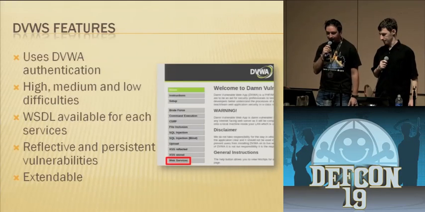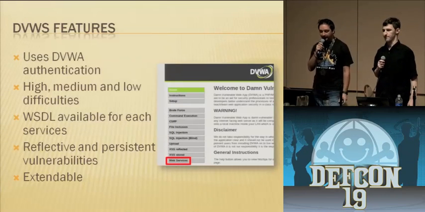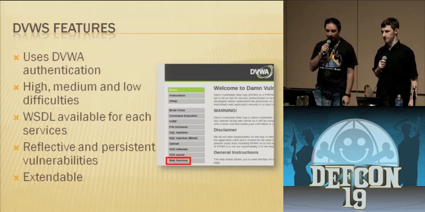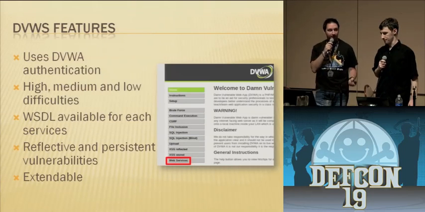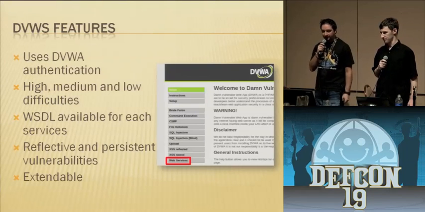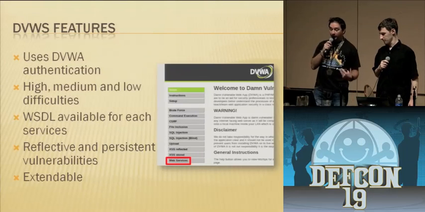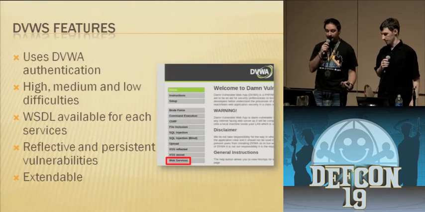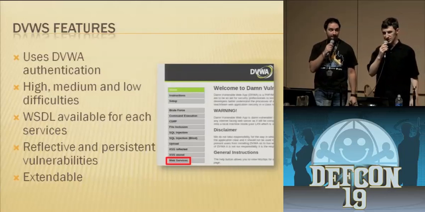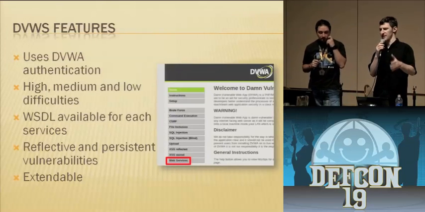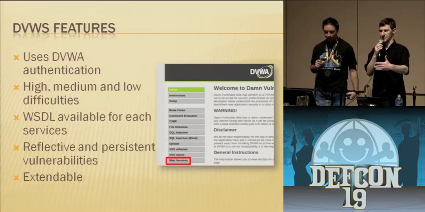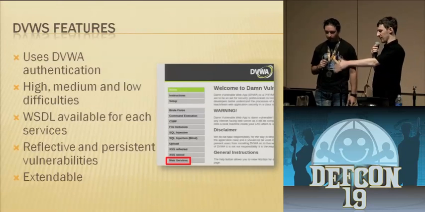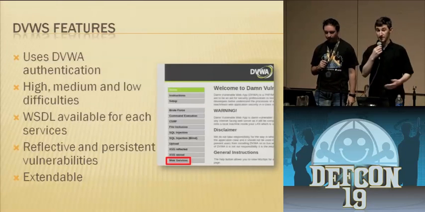So it uses the Damn Vulnerable Web App authentication by default, which is nice. The other thing that I like about it too is it offers high, medium, and low difficulties. So if you're just testing some simple things, or if you want to get more advanced, that's all available for you. There's a WSDL available for each service, and then you can test reflective as well as persistent vulnerabilities. So this is going to be super useful because we're going to be building a lot of new tools and improving our testing methodology. This is what we're going to leverage to verify that our stuff works, right? Because there's no other way to do that.